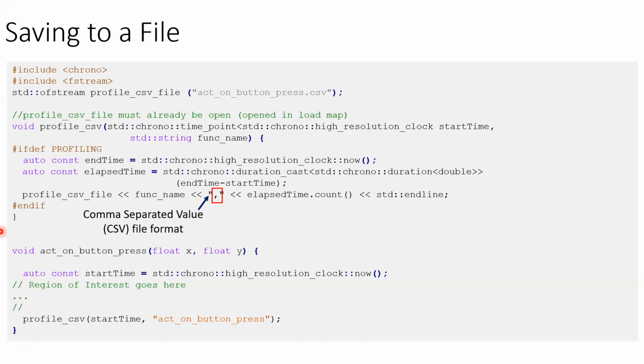How it works is that at the beginning of the function, you save the start time. Then at the end, you pass your start time and the function name into profile CSV. The helper function will then compute the elapsed time and save everything into your CSV file. So in this case, you will need to ensure that your CSV file is open from the beginning of your program execution, and you do not close it until the end.